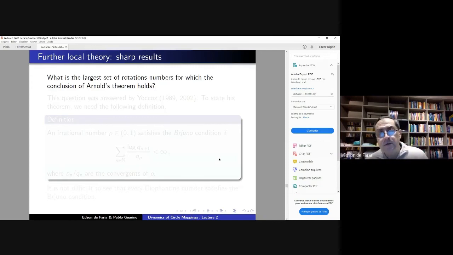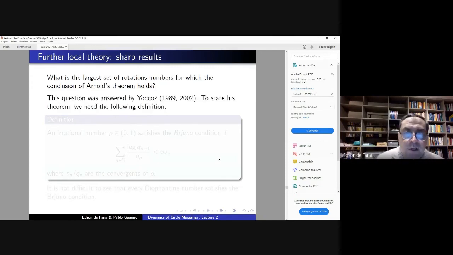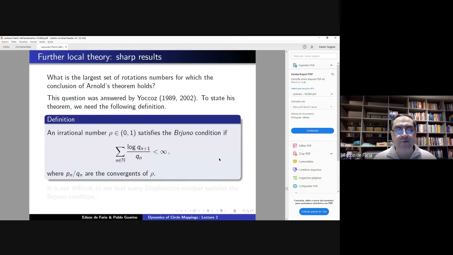This question turns out to be a difficult one, and it was answered by Yoccoz, okay? Originally, the main ideas go back to 1989, but he later rewrote these things and wrote better versions of it. So that's why you see these two dates here. And in order to state Yoccoz's result, I have to give you a definition, which I believe was given by Pablo in the second half of his first lecture. And it's the definition of a Bruno number.